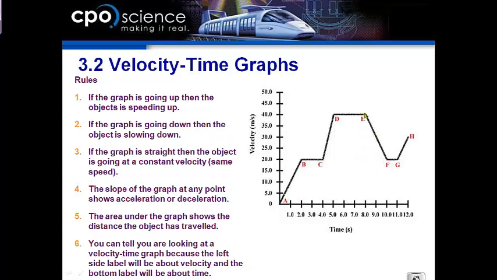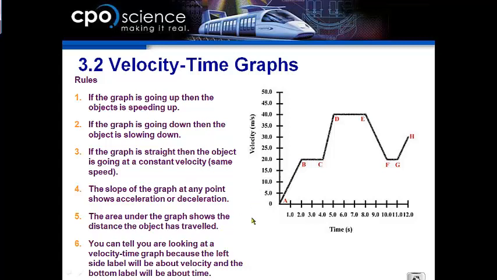That means for every second that this object is traveling between E and F, it's slowing down by 10 meters per second. Again, that makes sense because at 8 seconds it's going 40. Now at 9 seconds it's only going 30. And at 10 seconds it's only going 20 meters per second. So it's slowing down. Okay? So again, the slope of a velocity time graph tells you how much the object is speeding up or slowing down. It's accelerating or decelerating.